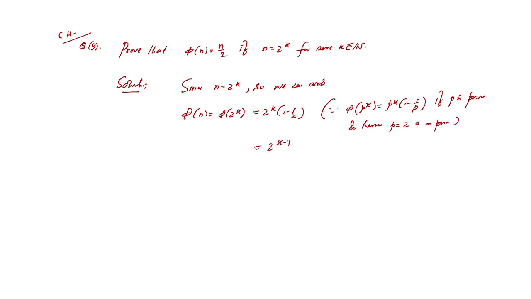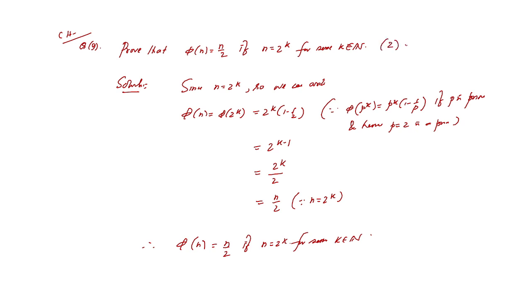So that will be 2 to the power k minus 1. That we can write as 2 to the power k by 2. So 2 to the power k is basically n, so n by 2, since n equals 2 to the power k. So what we get here is phi n equals n by 2 if n is of the form 2 to the power k for some k belonging to the natural numbers. So this is a simple problem. The problem may be asked for 2 marks.